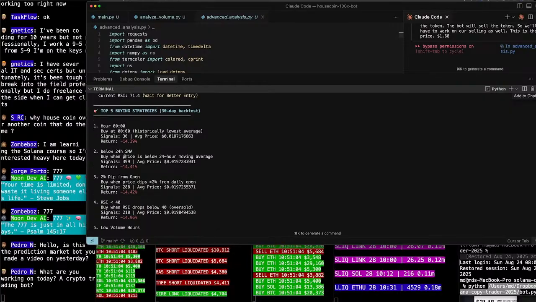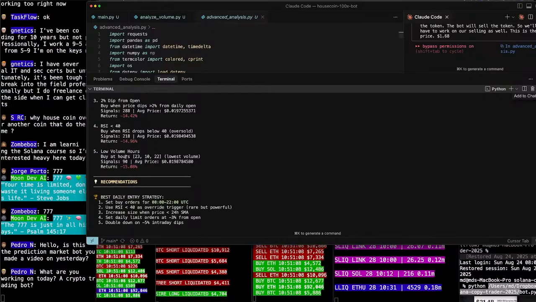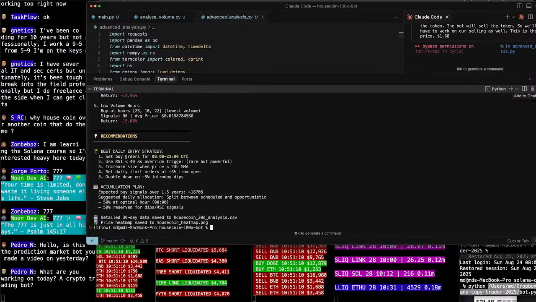Hours 00. So that's actually a good idea. Looking at the times. Best daily entry strategy: set buy orders for 0 to 22 UTC. RSI, okay, accumulation plan. Expected buy signals over 1.5 years. Suggested daily allocation split between scheduled and opportunistic. Okay.